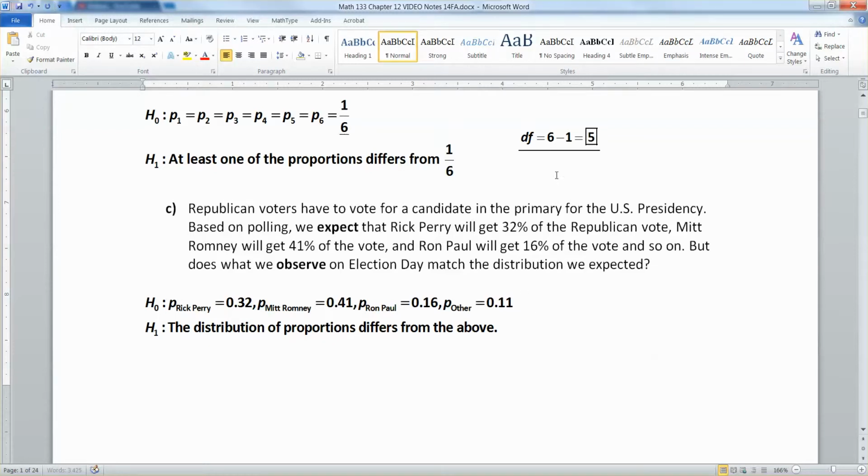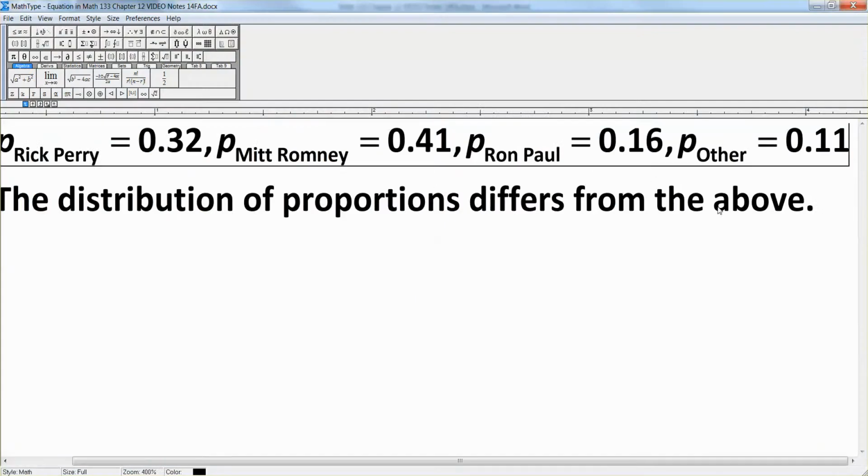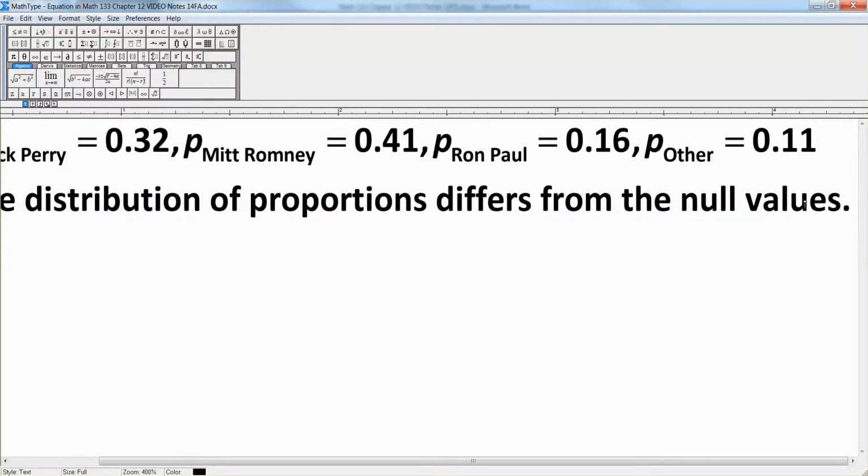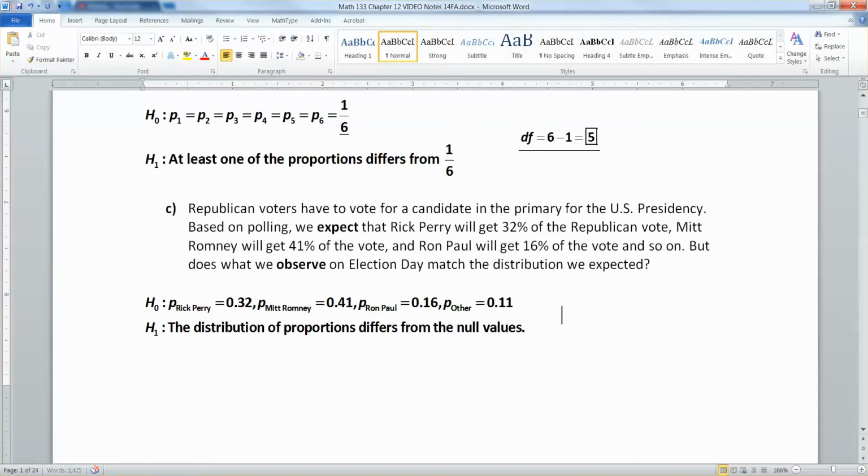And the alternative to that is that at least one of them is different from the other. But of course, if one of them becomes different, then the others all become different as well. Like if Ron Paul all of a sudden gets 30% of the vote, that's going to affect everybody else. There are a lot of ways to write it. You can say the distribution of proportions differs from the above. You can say the distribution of the voting proportions is different than what you expect. It's different from the null values. There's lots of ways to write this.